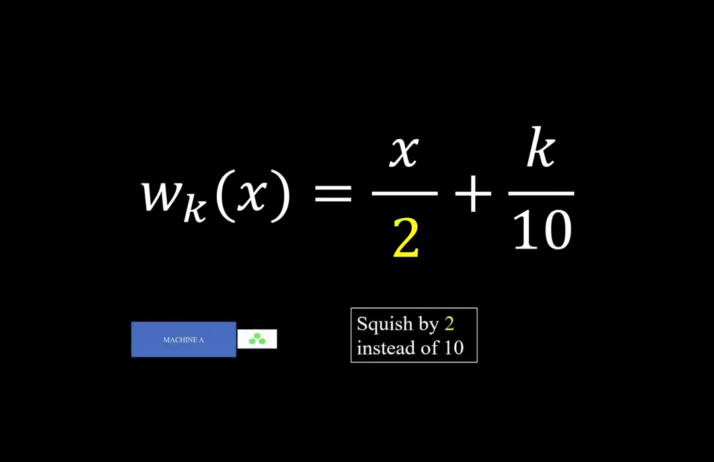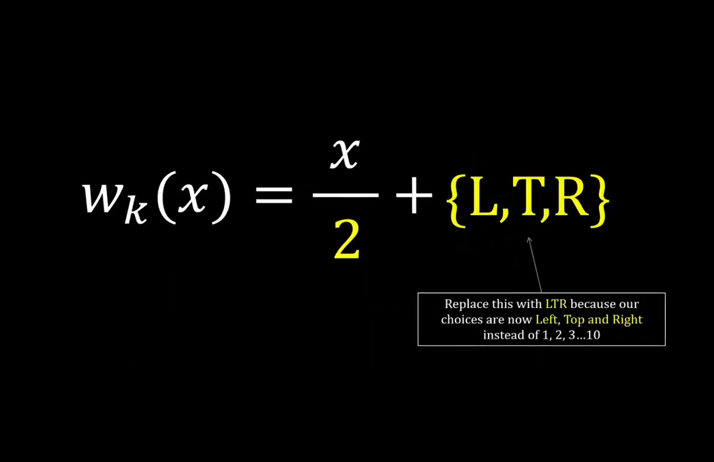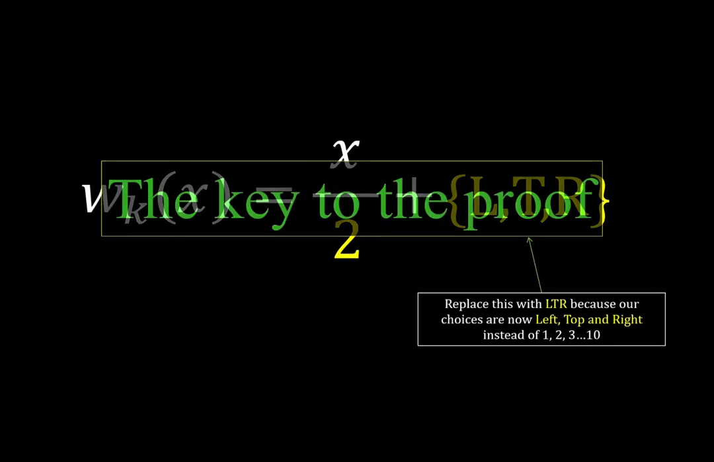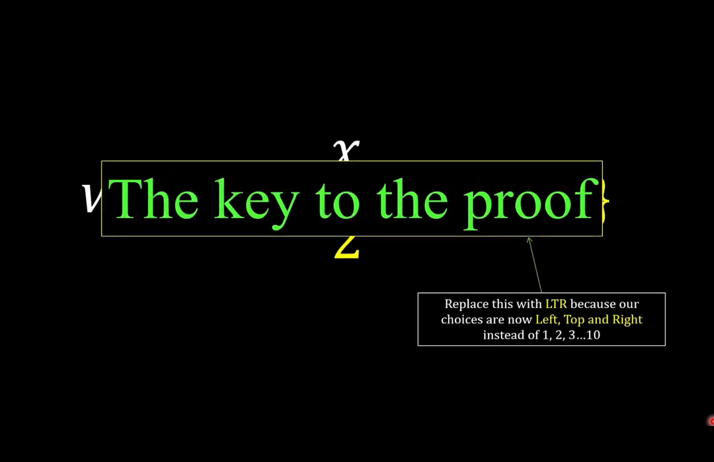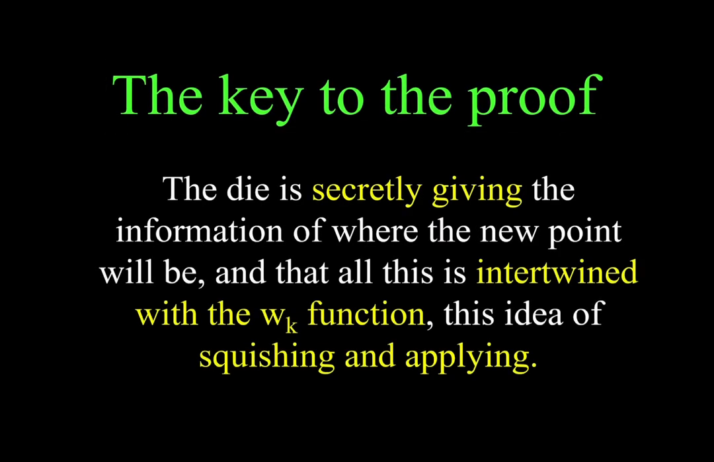Recall that machine A scales down the original image by 2, and then replace the k over 10 term with left, top, and right, since we are now applying it to the left, top, and right sub-triangles rather than 1s, 2s, and 3s on a ruler. My friends, this is the key to the proof, realizing that the die here is not so innocent after all. It is secretly giving the information of where the new point will be, and that all this is intertwined with the W_k function, this idea of squishing and applying.